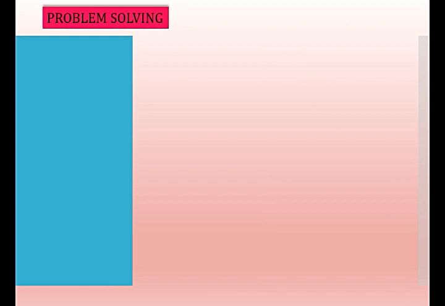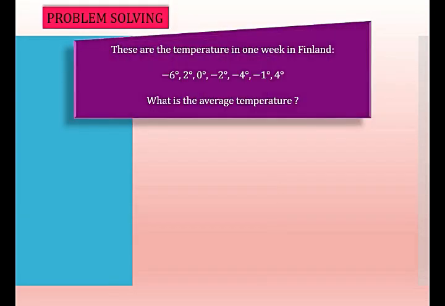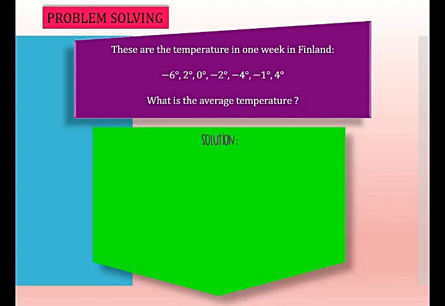So let's have problem solving. These are the temperatures in one week in Finland: negative 6 degrees, 2 degrees, 0 degrees, negative 2 degrees, negative 4 degrees, negative 1 degree, and 4 degrees. What is the average temperature? So let's have the solution.